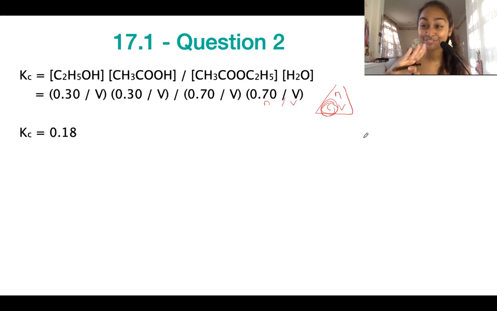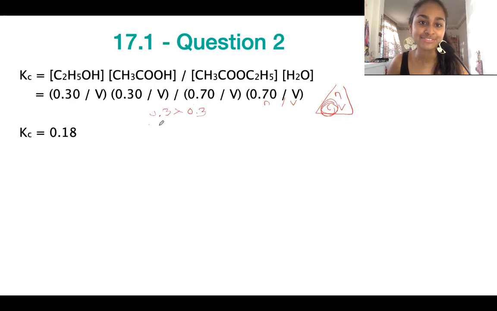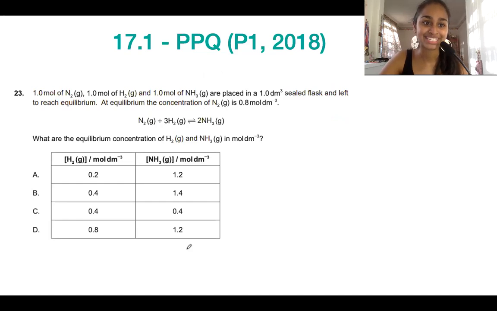However, since all the volume is constant, you can kind of ignore that. And so it becomes 0.3 divided by 0.7 times 0.7. So your final answer for Kc is going to be 0.18. So always be sure to check whether you've got your equilibrium values before inputting them into the Kc to find out the value. So let's look at a past paper question then.